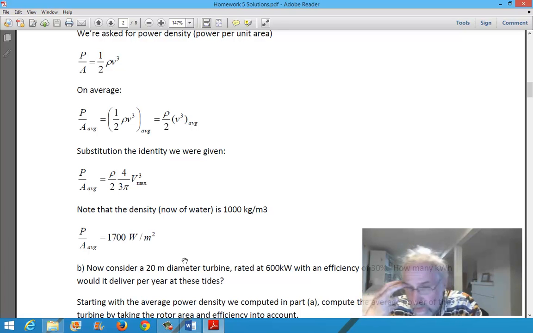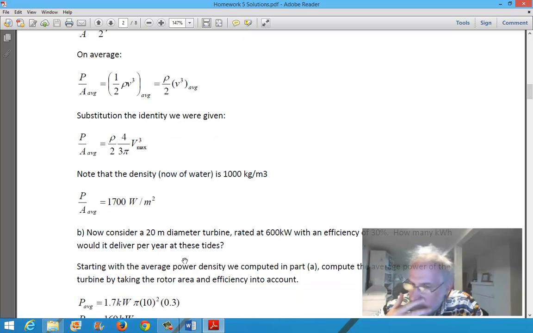We haven't specified a turbine. We haven't talked about how to extract that energy. That's just the energy that's available there, right? So now you put a 20-meter diameter turbine in there. It's rated at 600 kilowatts.